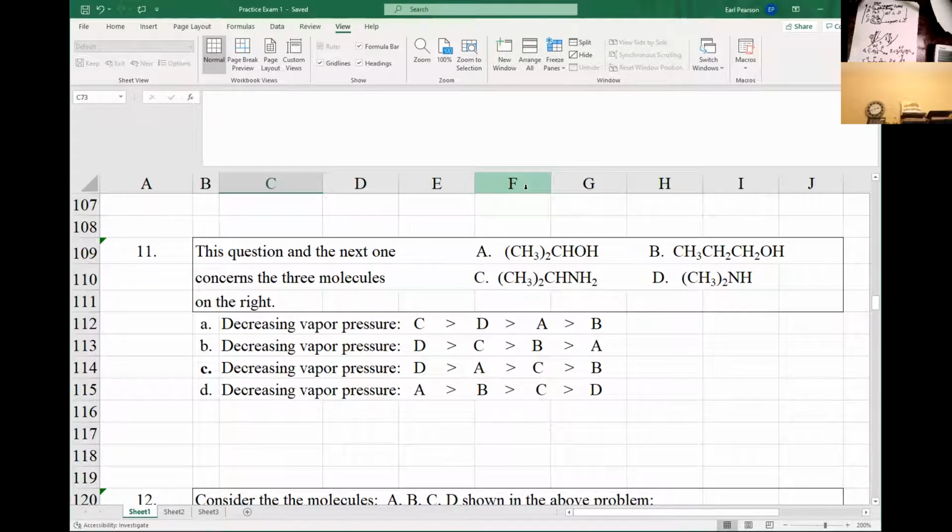Let's stop the share so you can see the screen a little better. Now these three we said are about the same. So of these, which one would be highest? Well, since they all have about the same molecular weight, this one I'm saying is all strung out. So I'm going to say that this one's going to have the highest.